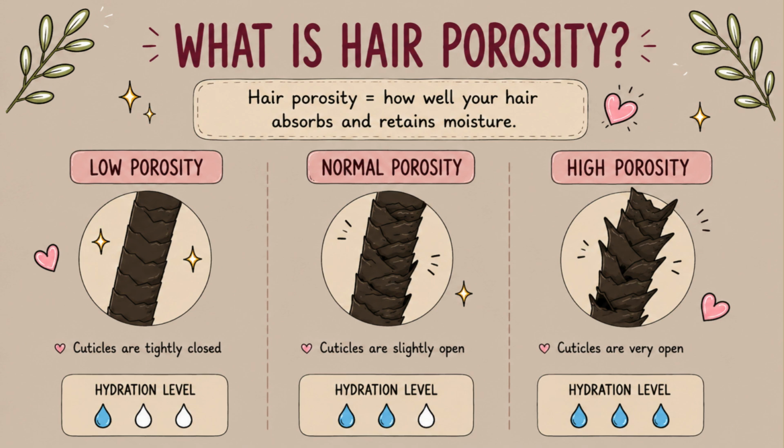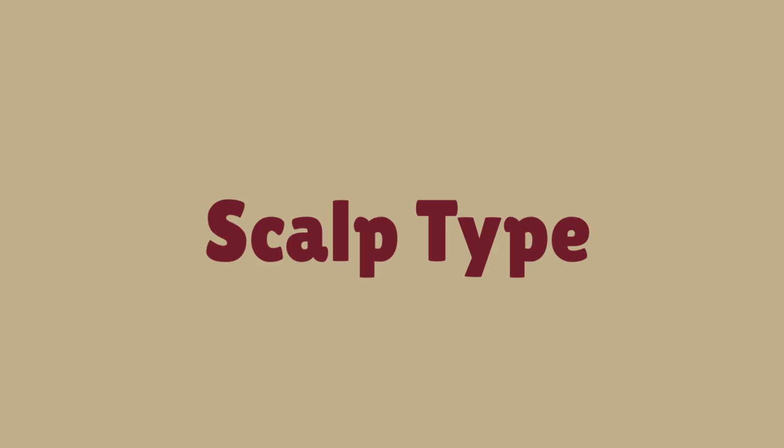Normal porosity, cuticles are slightly open, it absorbs moisture effectively, retains it well, is easy to maintain and generally has healthy, balanced hair. High porosity, cuticles are very open or damaged, it absorbs water quickly but loses moisture just as quickly, it's prone to frizz, dryness and breakage, and hair may feel rough. And remember, porosity is about moisture retention, not about how healthy your hair is overall.